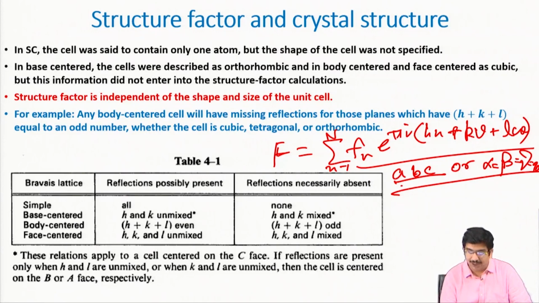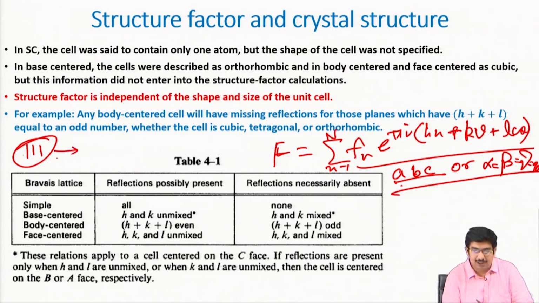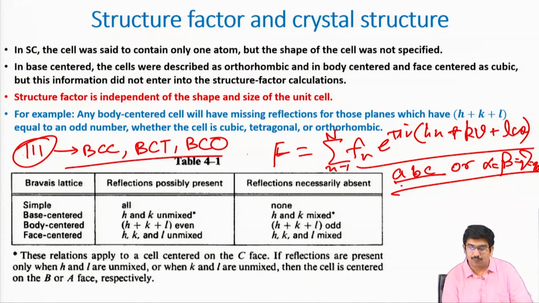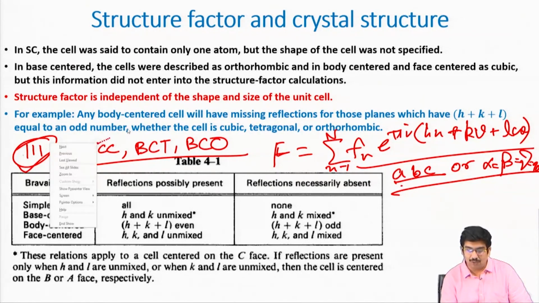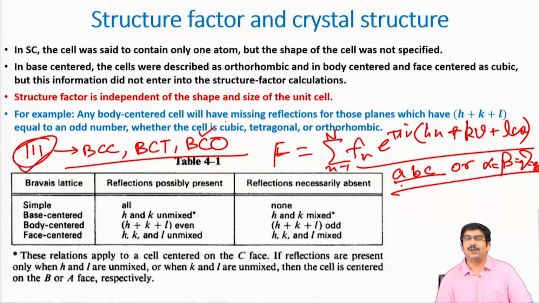So, for example, if I just think about the 111 reflection, this 111 reflection will not be there whether it is body centered cubic, body centered tetragonal or body centered orthorhombic. Whatever the structure, simple body centering will make the intensity from this crystallographic plane disappear. It is not a special case for body centered cubic, tetragonal or orthorhombic. In all cases, it will not be there.